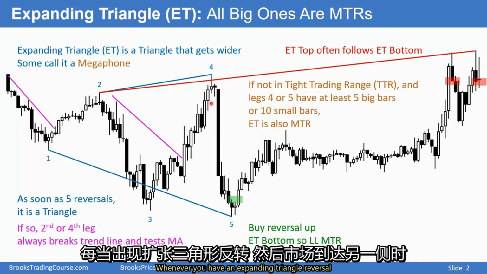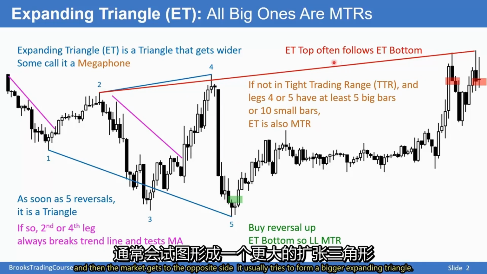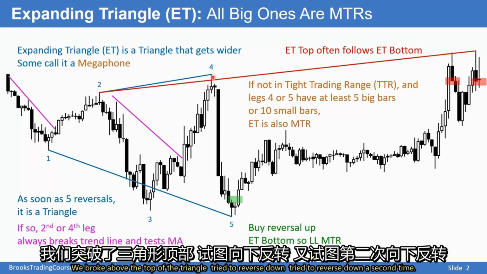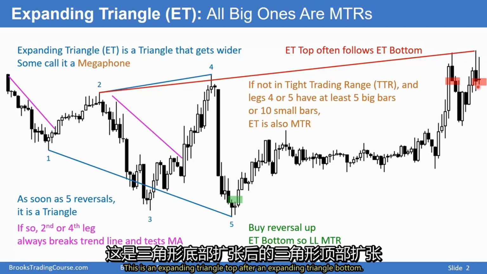Whenever you have an expanding triangle reversal and then the market gets to the opposite side, it usually tries to form a bigger expanding triangle. We have an expanding triangle bottom. We broke above the top of the triangle. Tried to reverse down a second time. This is an expanding triangle top after an expanding triangle bottom.